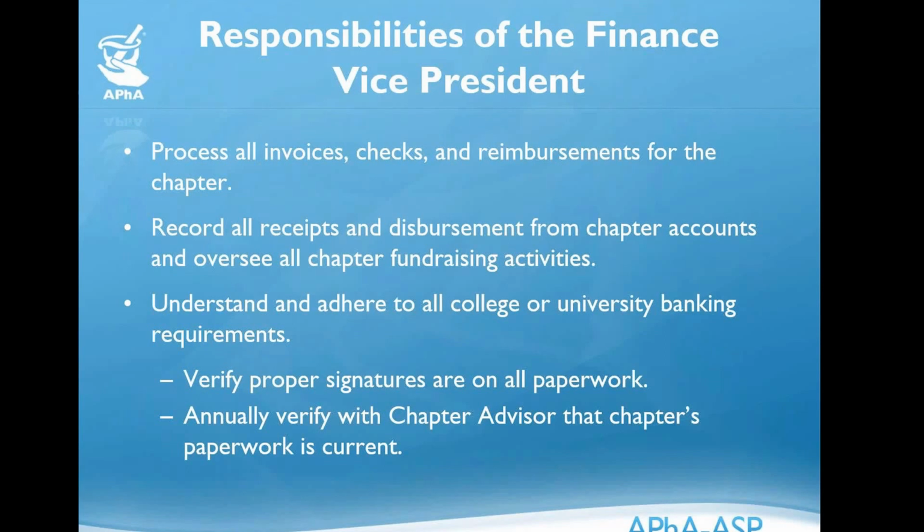In addition, part of your responsibilities include processing all invoices, checks, and reimbursements for the chapter. Again, this is an extremely important part of your job, as accuracy is the biggest and most important thing that you can maintain for the chapter. Accuracy of financial records is vitally important to the health of your chapter. You will be required to report all receipts and disbursements from chapter accounts and oversee all the chapter fundraising activities. And of course, if you have a very active chapter that does a lot of fundraising, this certainly could be a very time-consuming part of your job.